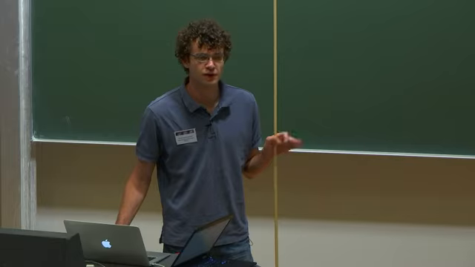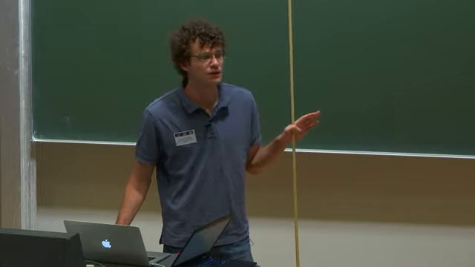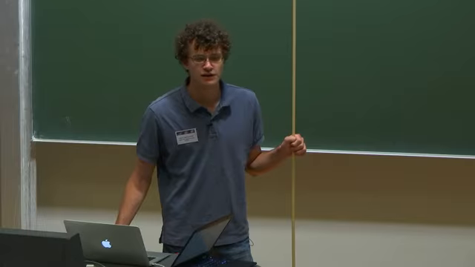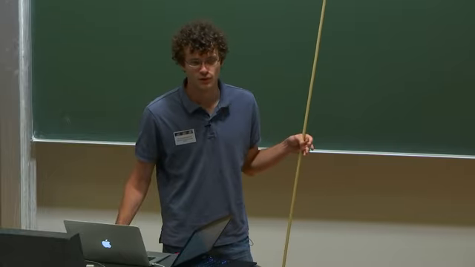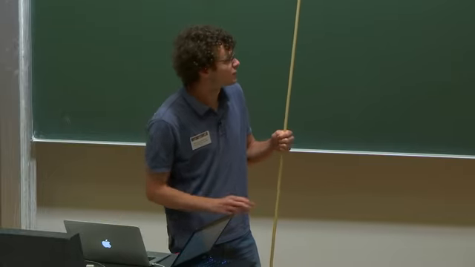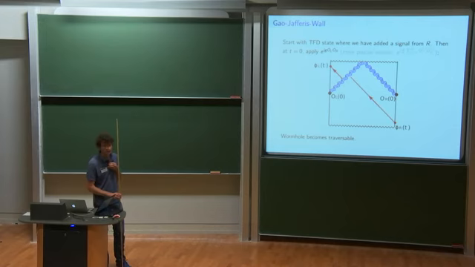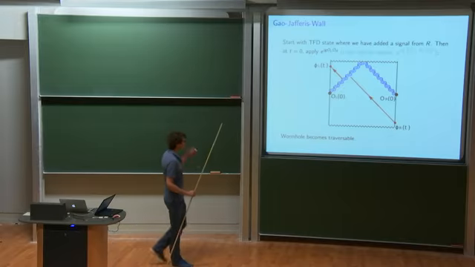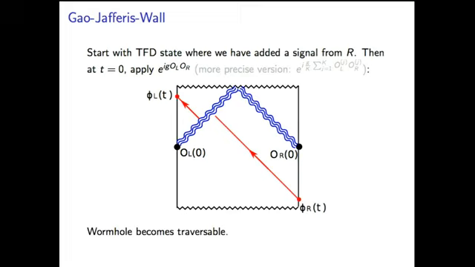So now what we're going to do is we're going to combine these two sort of preliminary parts of the talk, this discussion of the thermofield double wormhole and the negative energy, in order to make a traversable wormhole. So this is what was discussed in the paper by Gao, Jafferson, and Wall. And here's how it works. We start by thinking about the thermofield double state.